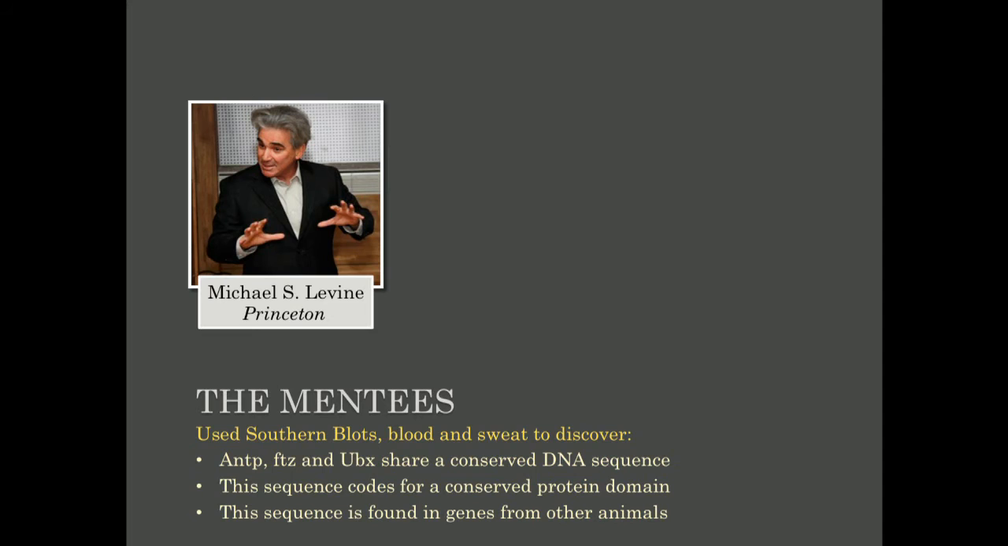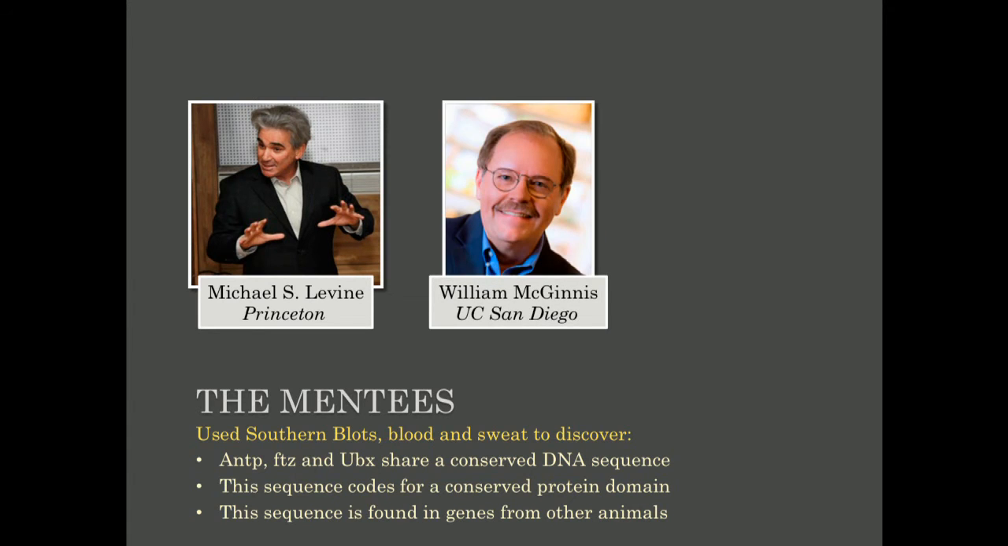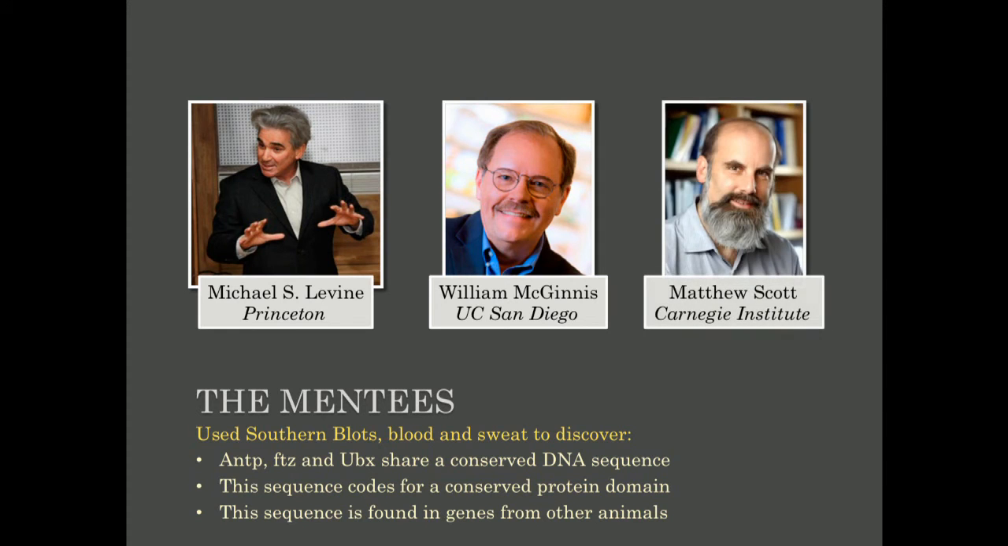So the three people who you're going to be hearing from are Michael Levine, who's currently working at Princeton. Michael did his undergraduate work at Berkeley and his PhD at Yale, and he's currently the director of the Lewis Thomas Institute at Princeton. Bill McGinnis, who did his undergraduate studies at Berkeley and San Jose, and is currently the Dean of Biological Sciences at UC San Diego. And Matt Scott, who, Matt, I've forgotten where you did your undergrad. MIT, I've heard of that place. They have a round building. And has fairly recently become the director of the Carnegie Institute.